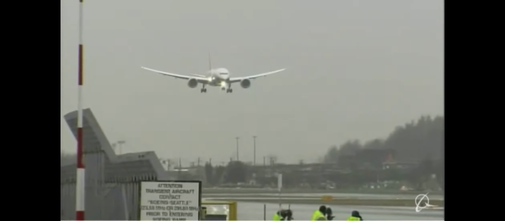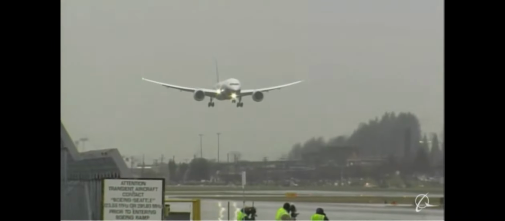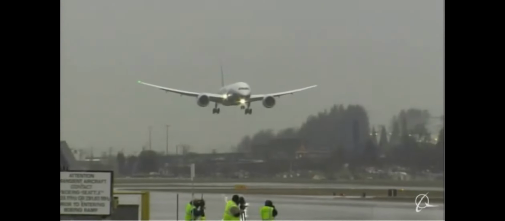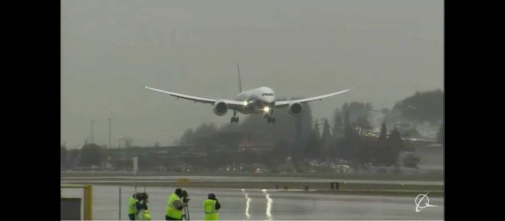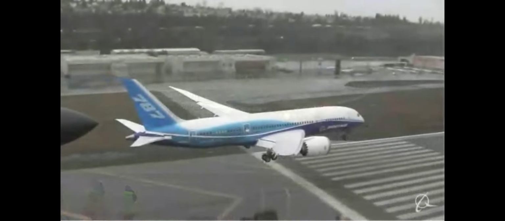Airplanes are truly engineering marvels. They are beautiful machines. In this video, we will be discussing how these beautiful machines fly and generate lift.